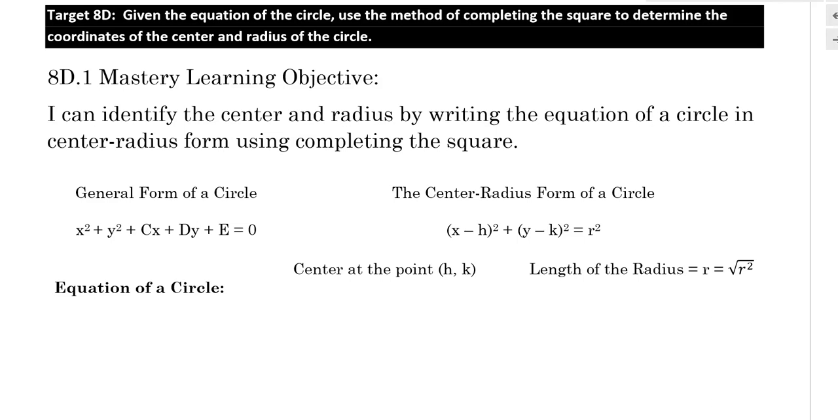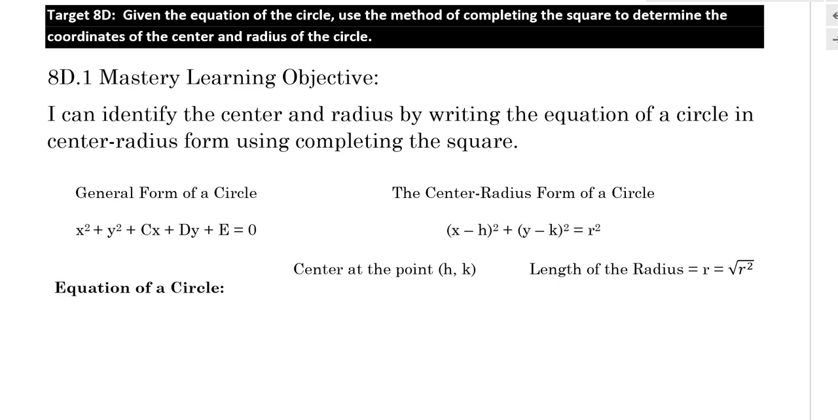We are now looking at target 8D, our last target of the entire year. Target 8D says, given the equation of the circle, use the method of completing the square to determine the coordinates of the center and radius of the circle.